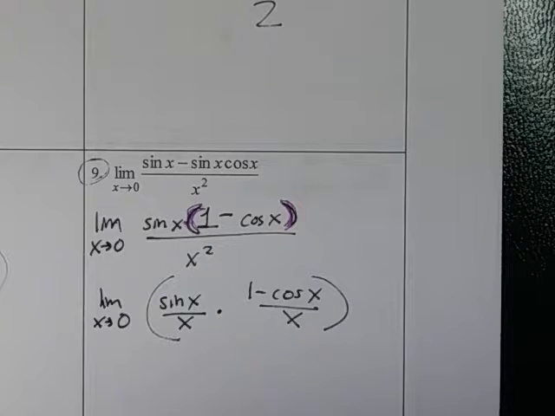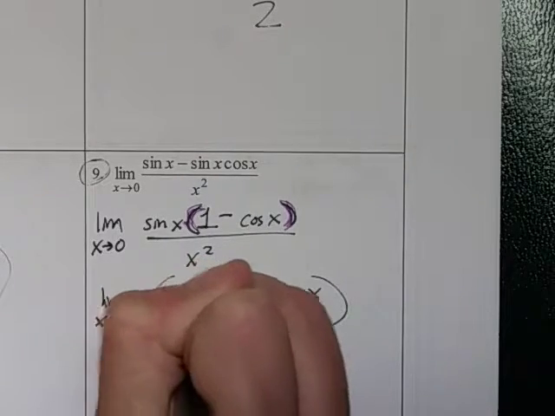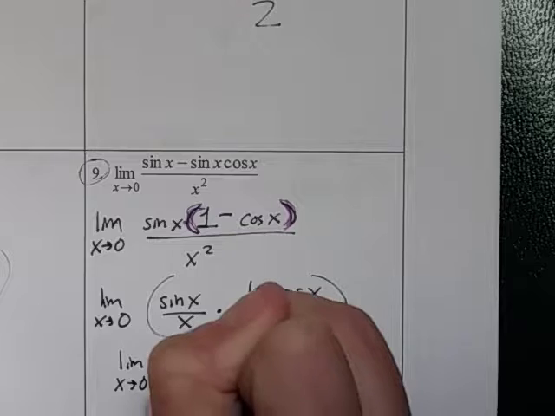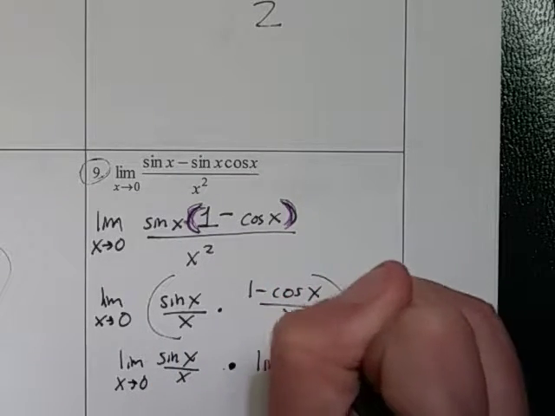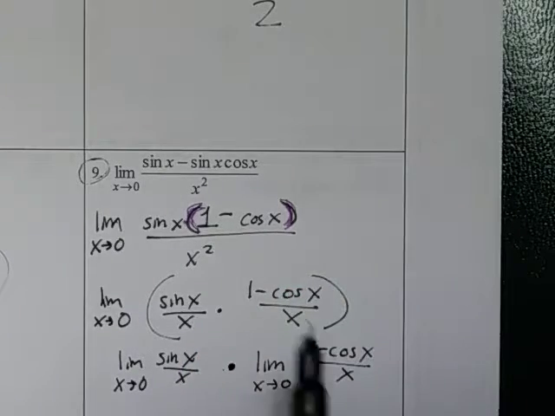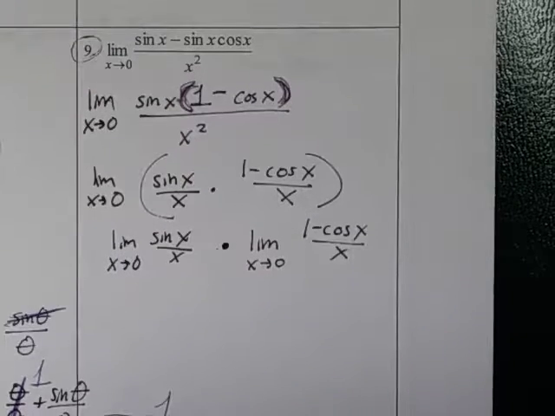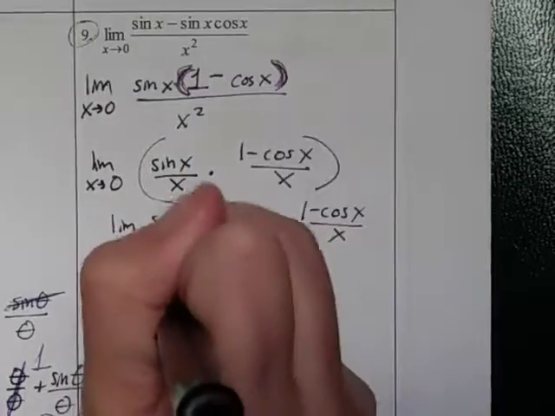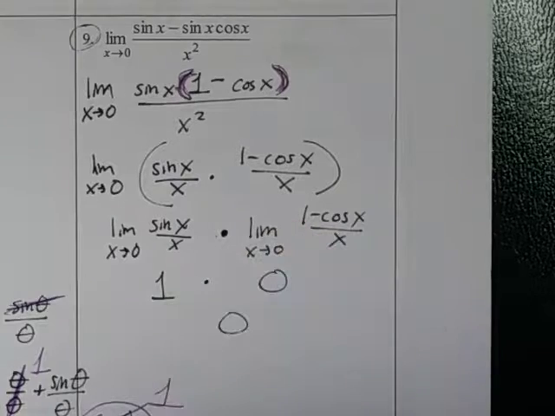I know the limit of the sine bit, and I know the limit of the cosine bit. And remember, I can just break this limit down into two separate limits that are being multiplied. We learned that rule a couple weeks ago. So if this whole guy equals 1, and this whole guy equals 0, 1 times 0, my final answer is 0. There we go.